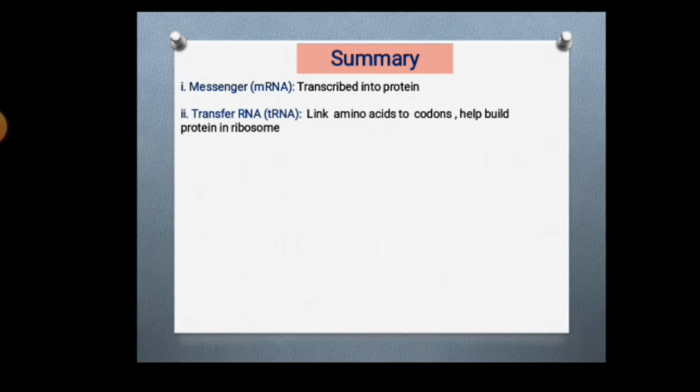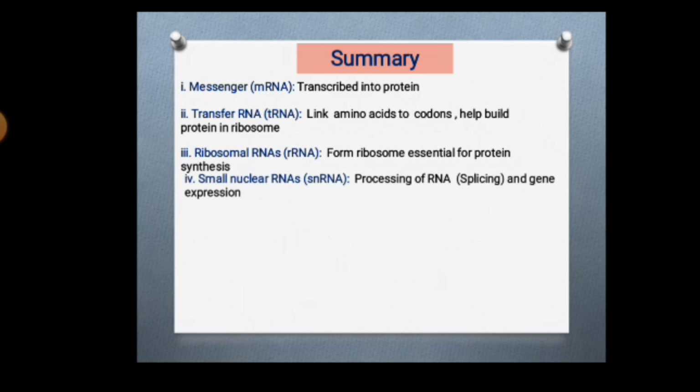Now, in summary, if we discuss the function of the different types of RNA: the messenger RNA is translated into protein. Transfer RNA links the amino acid to the codon and helps build the protein in the ribosome. Next is the ribosomal RNA, or rRNA. It forms the ribosome, which is essential for protein synthesis. Next is small nuclear RNA, that is snRNA, which helps in processing of RNA, that is in splicing, and also in gene expression. Small nucleolar RNA, that is snoRNA.